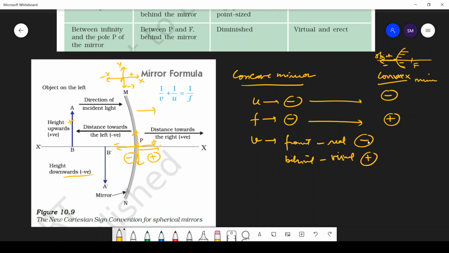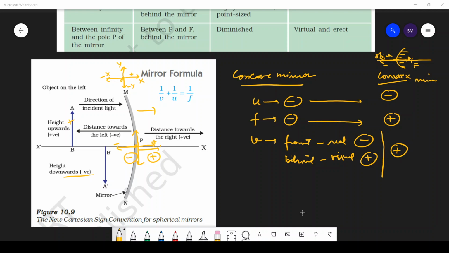Okay students, and what about the image? The distance v, as the image will always be virtual, you will be moving on this side to measure the image distance, so it will always be positive. For the concave mirror, if there is something in front, that distance you will be moving against the direction of light, that will be negative. So I hope you have understood this.